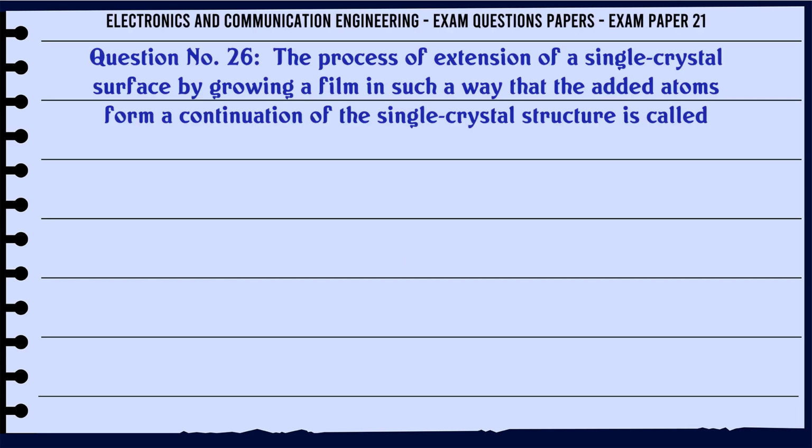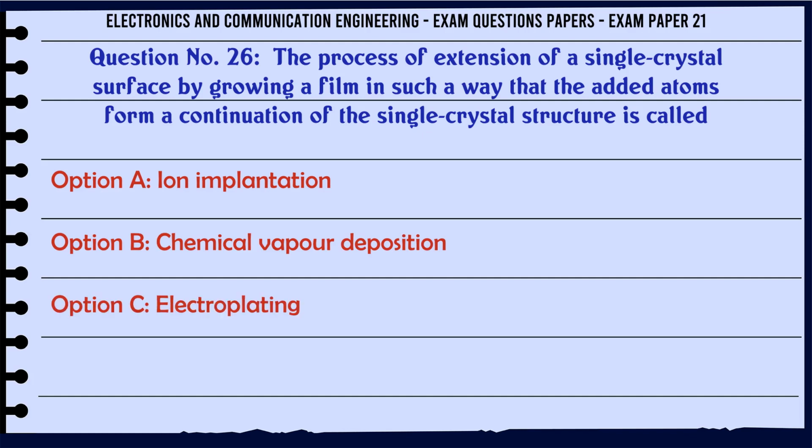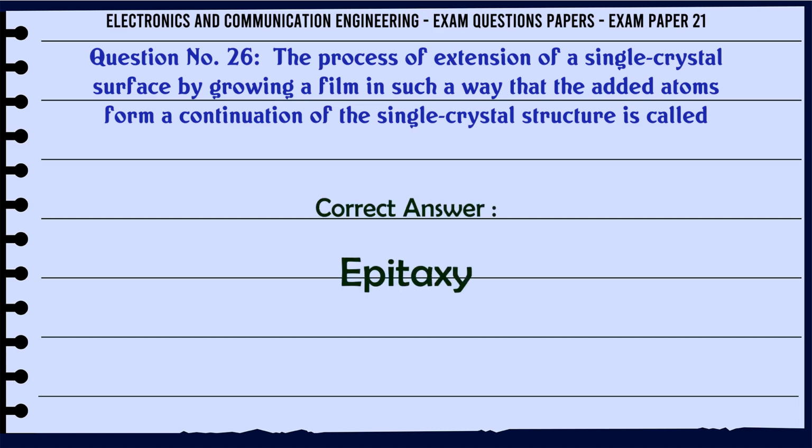The process of extension of a single crystal surface by growing a film in such a way that the added atoms form a continuation of the single crystal structure is called: A, ion implantation; B, chemical vapor deposition; C, electroplating; D, epitaxy. The correct answer is epitaxy.